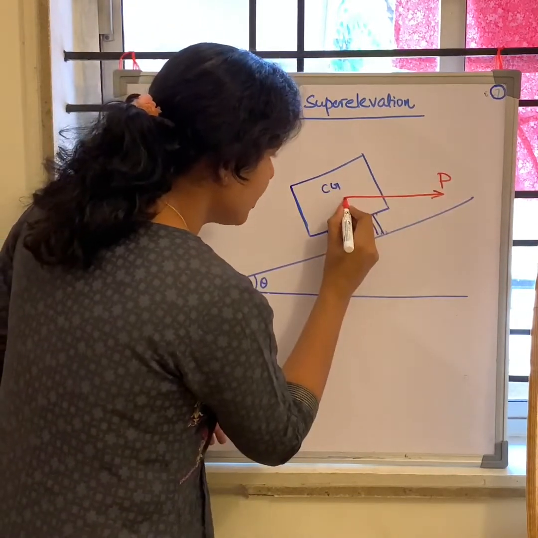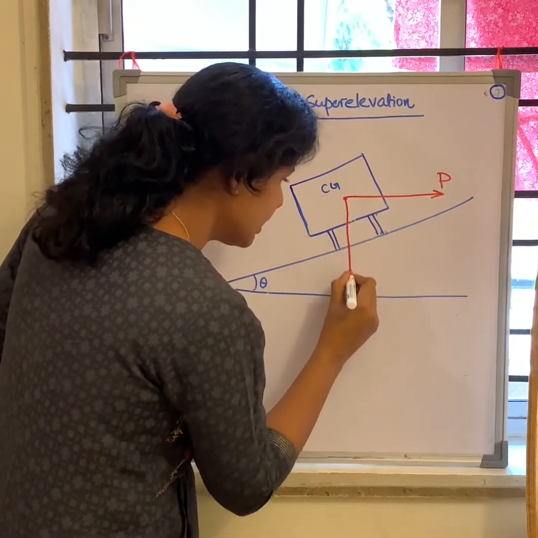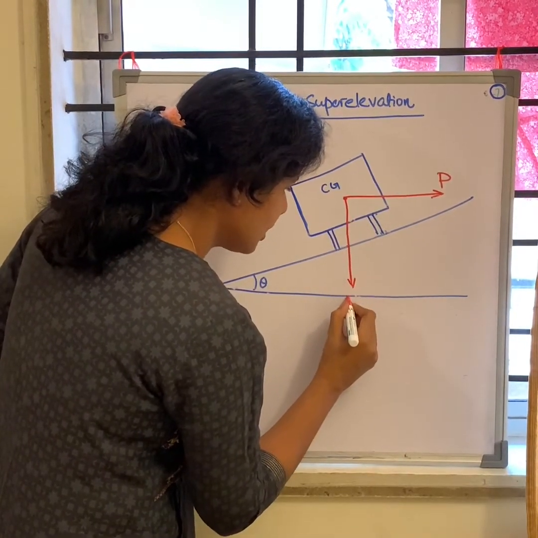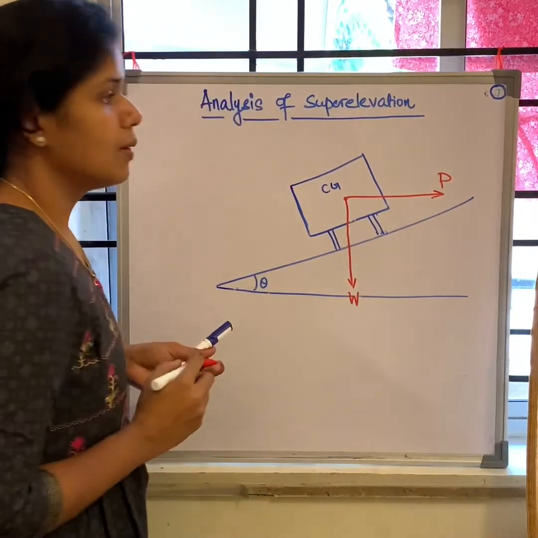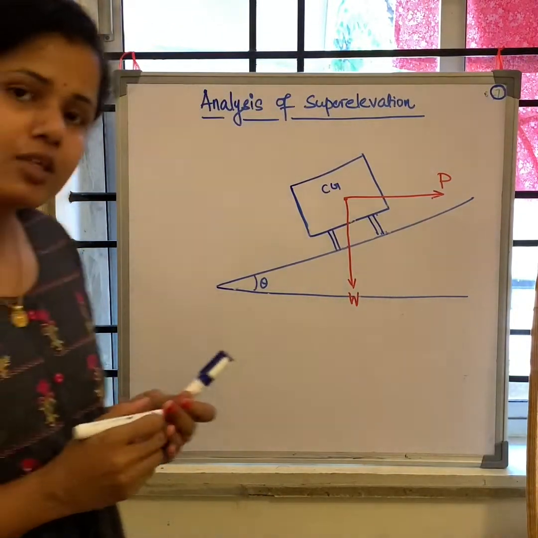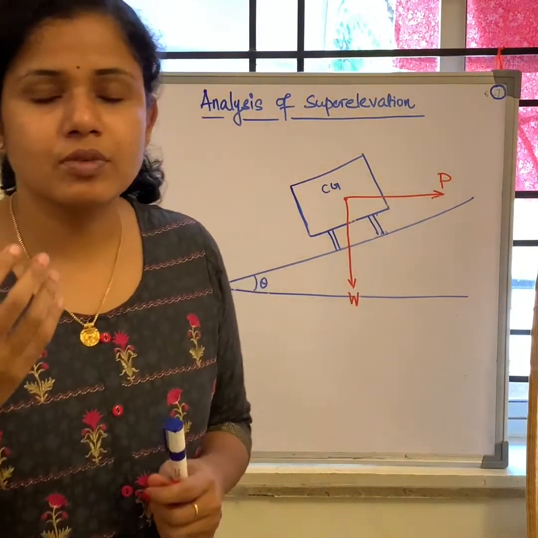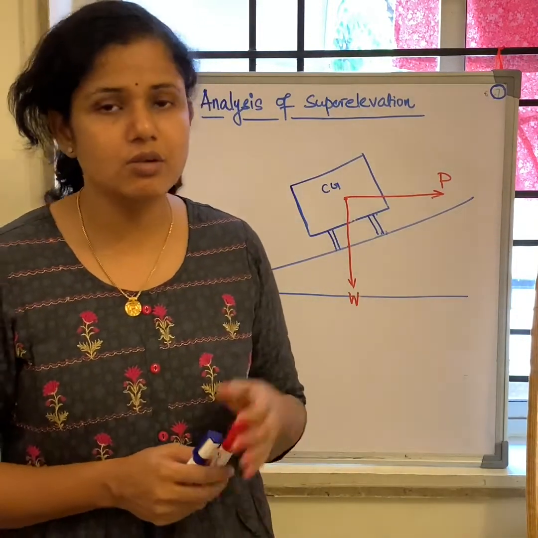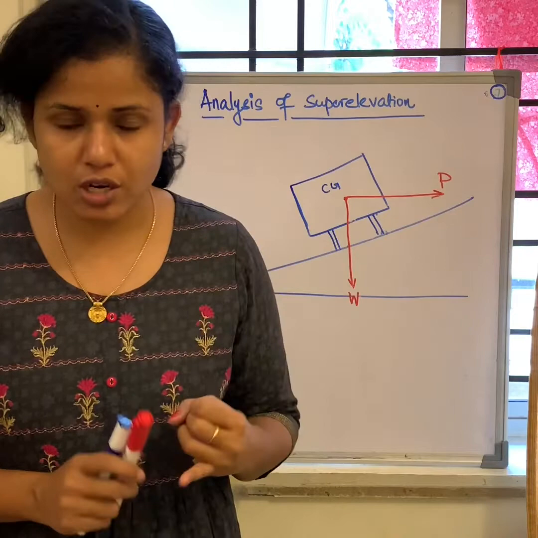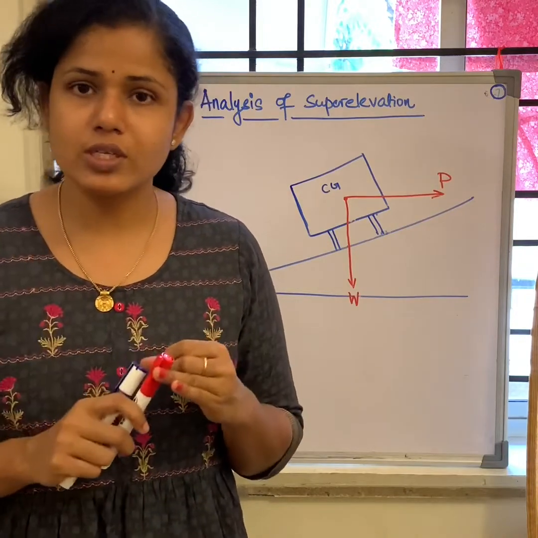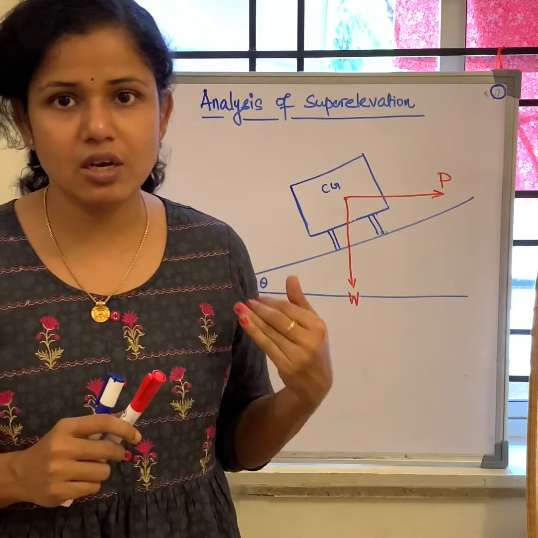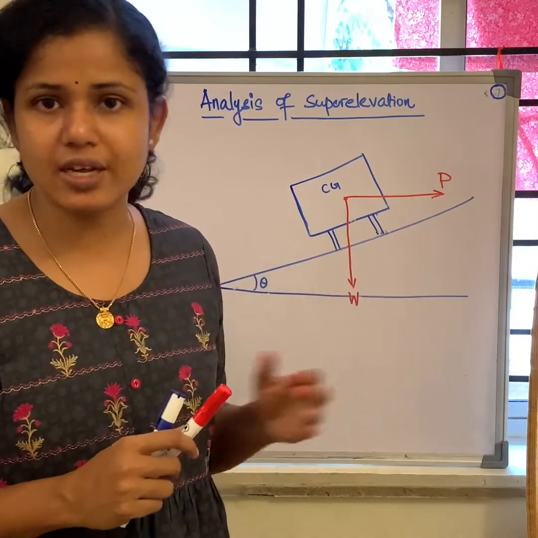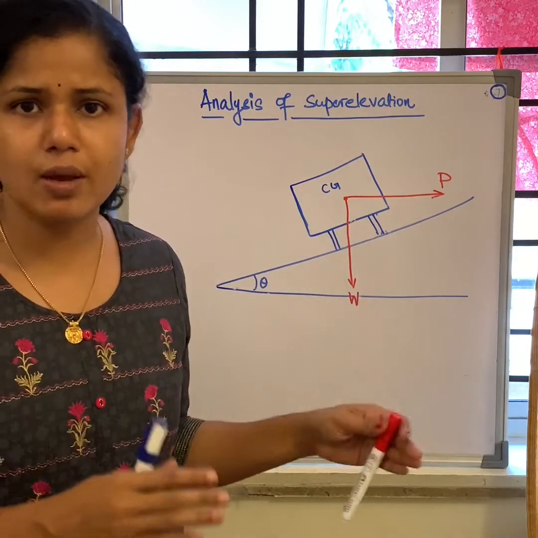And what about the weight of the vehicle? Vertically downwards. Weight of the vehicle W. P and W. Now what are the other forces? Please recollect when we did the similar exercise for the plane circular curve, we discussed how the frictional forces are developing. We also discussed how the reactions are developing at the outer edge and inner edge of the wheel. So the same things we are applying here also.